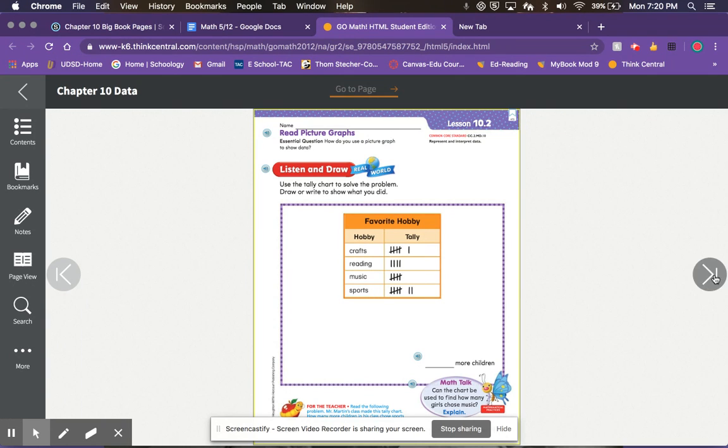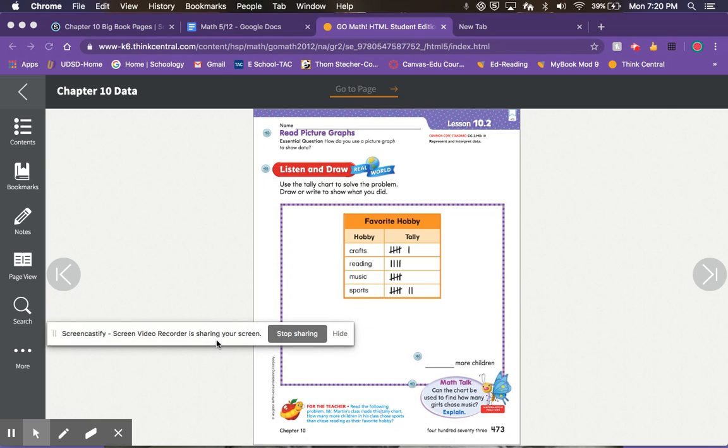So on this page, you're going to read the tallies and tell how many more children. If you read down here, you can see the question. If you're not able to read it down the bottom, you don't have to worry about it, but I can read it to you right now. Mr. Martin's class made this tally chart. How many more, one of our clue words, children in his class chose sports than chose reading as their favorite hobby? So you go to sports and you go to reading.